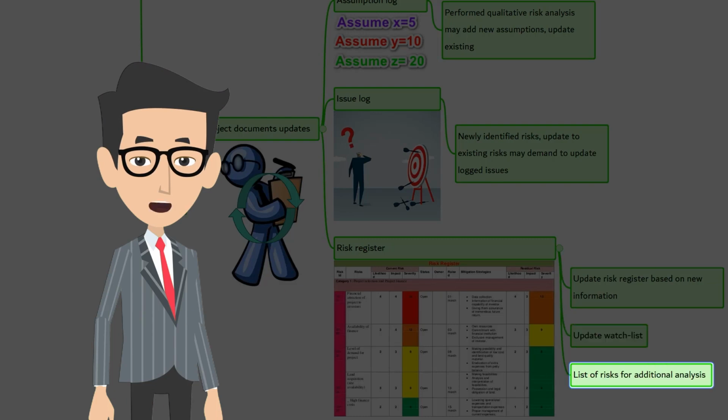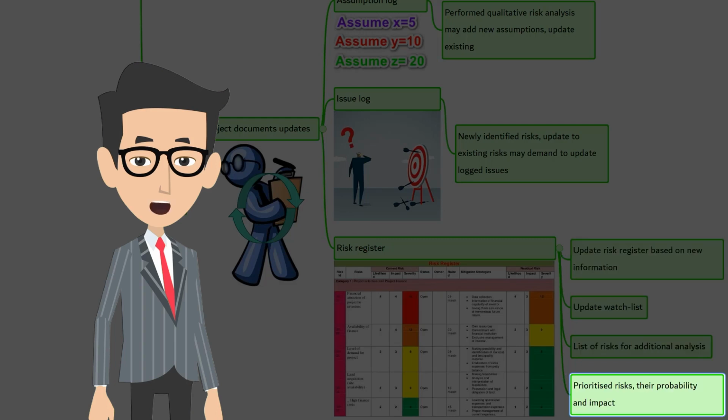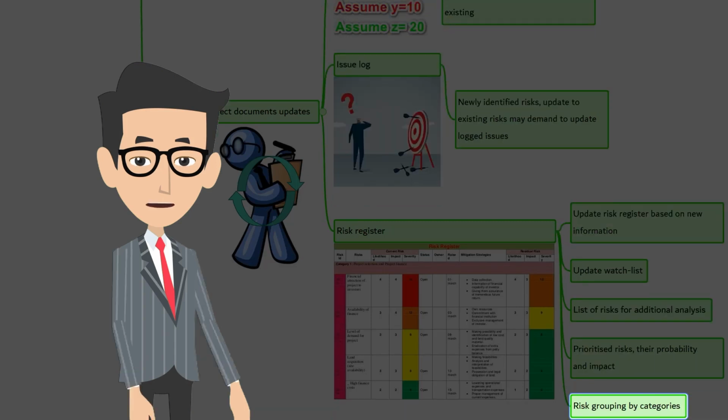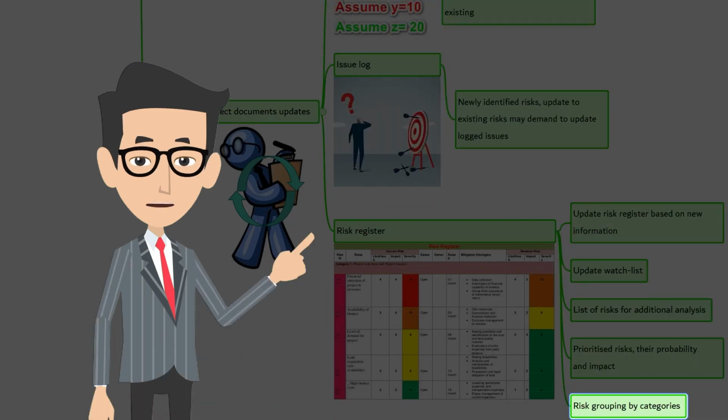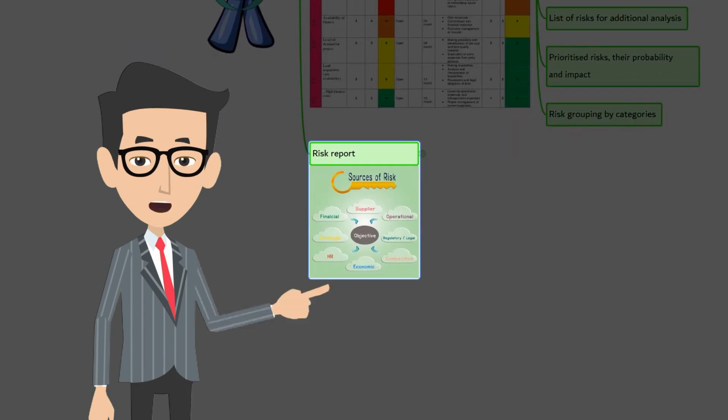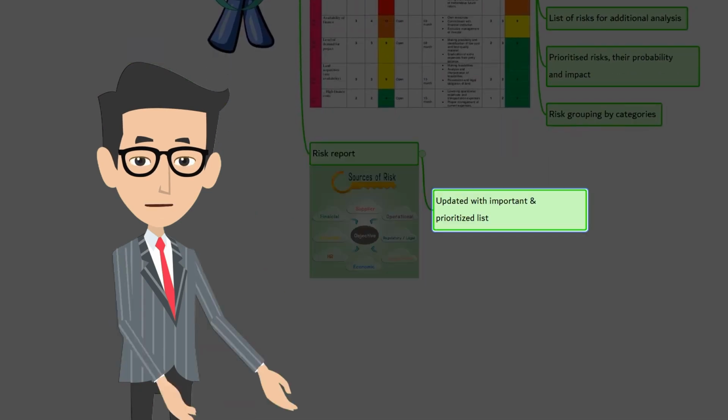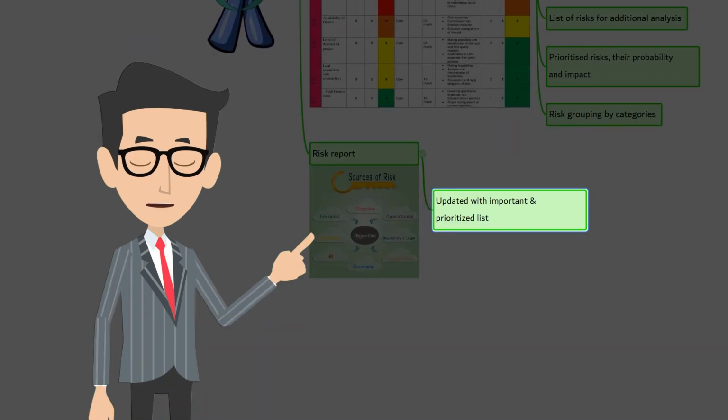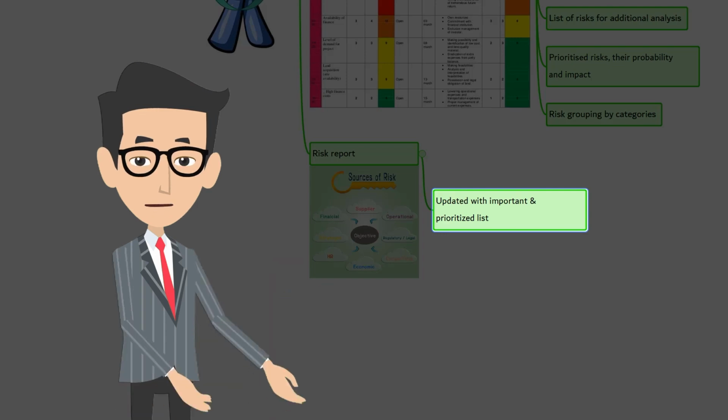The potential risks will be moved forward into quantitative risk analysis. You may have to update the prioritized risks, their probability, and their impacts. Also, you may have to update risk grouping by categories. Let's talk about risk reports. The risk report is updated with the list of risks that have the highest probability and impact and the prioritization list.